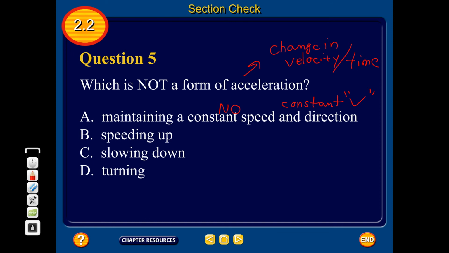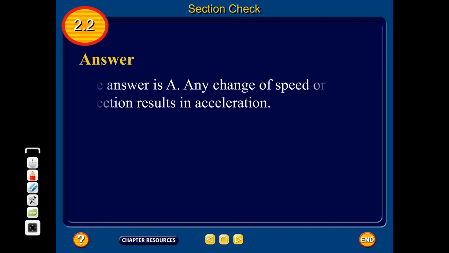If I speed up, am I accelerating? Yes, I'm changing my speed, my velocity. If I slow down, yes, I'm changing my speed, I'm changing my velocity. If I turn, I'm changing my direction, so that's also accelerating. So which one is not accelerating? A. Okay? A. All right.